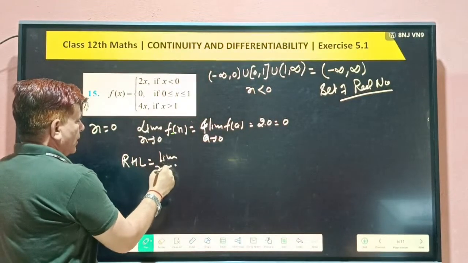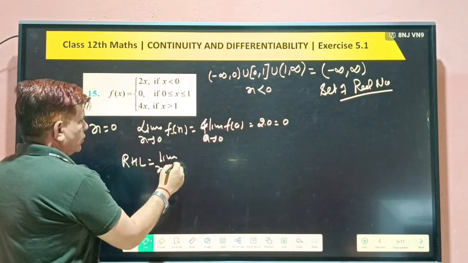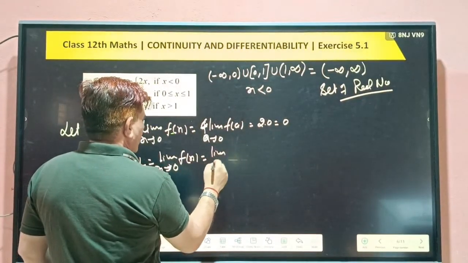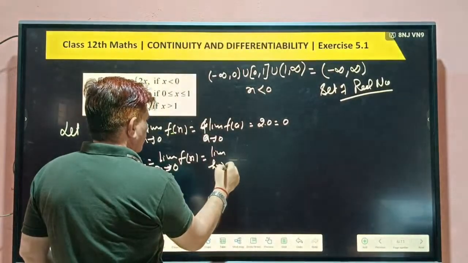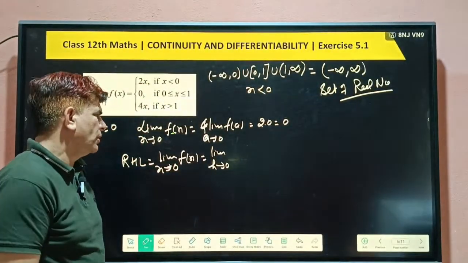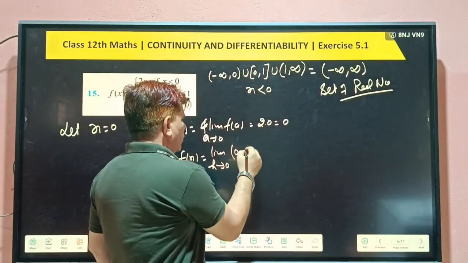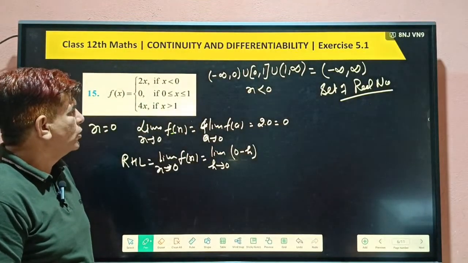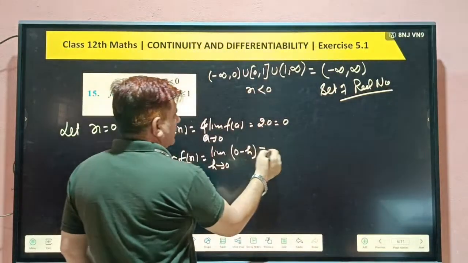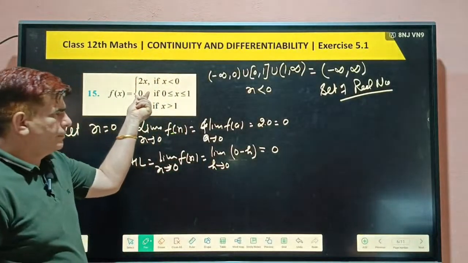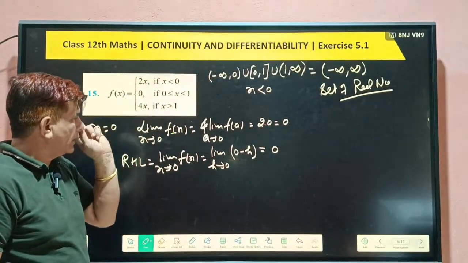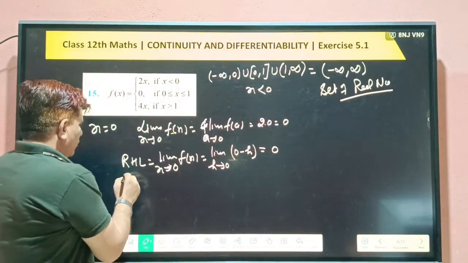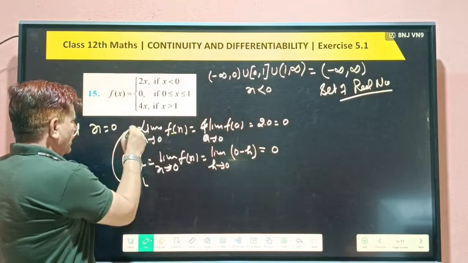Limit x tends to 0 of f of x is equal to limit h tends to 0 of f of 0 minus h, with 0 minus h less than 0. What is that? 0. Look one time. So the function is continuous at x equal to 0. LHL we have to find out. LHL is coming the same, which is like this.